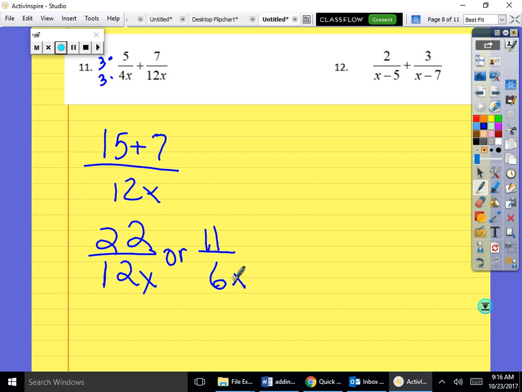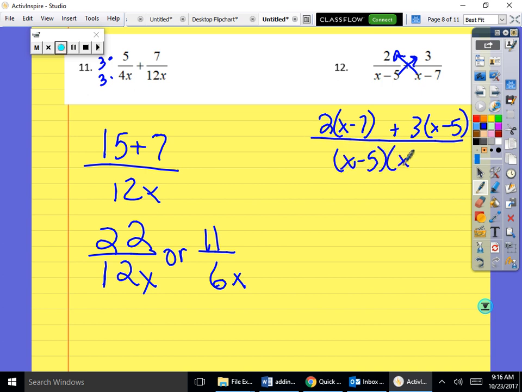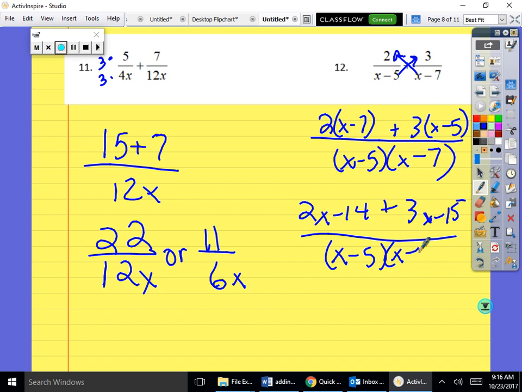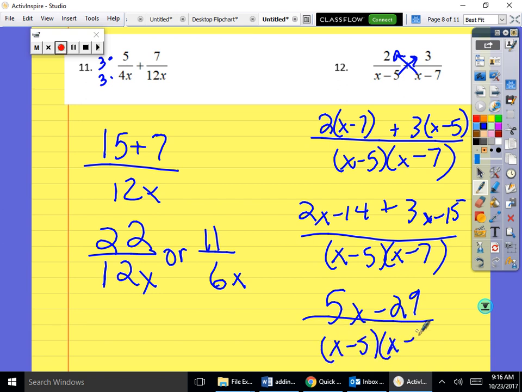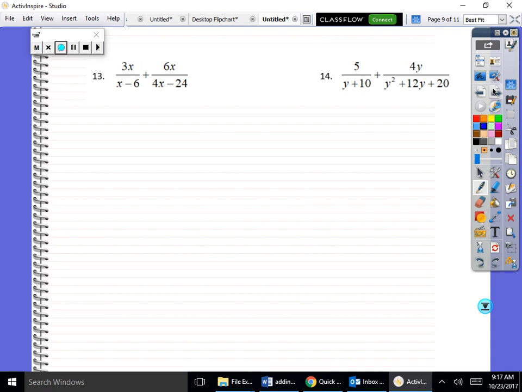All right. Nothing in common. So this goes up. This goes up. So 2x minus 7 plus 3x minus 5 over x minus 7, x minus 5, x minus 7 gives me 2x minus 14 plus 3x minus 15 over the x minus 5, x minus 7. Combining like terms, I get 5x minus 29, x minus 5, x minus 7. Good? Yes, nice job. Okay, last two.